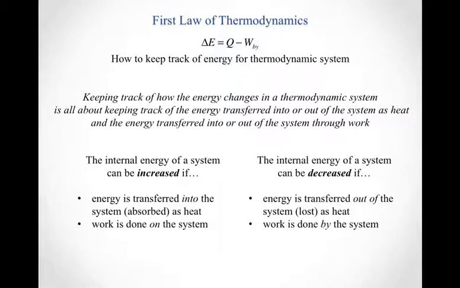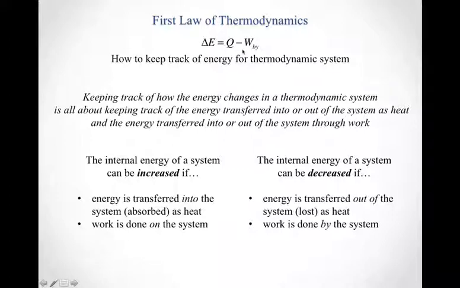The internal energy of your system can be decreased if energy is transferred out of your system as heat, so energy is lost as heat, or work is done by the system. There are two ways that we can change the internal energy, and so what we'll end up seeing is that depending on the process we choose, what delta E ends up being is really the interplay between whether each of these terms is positive or negative.